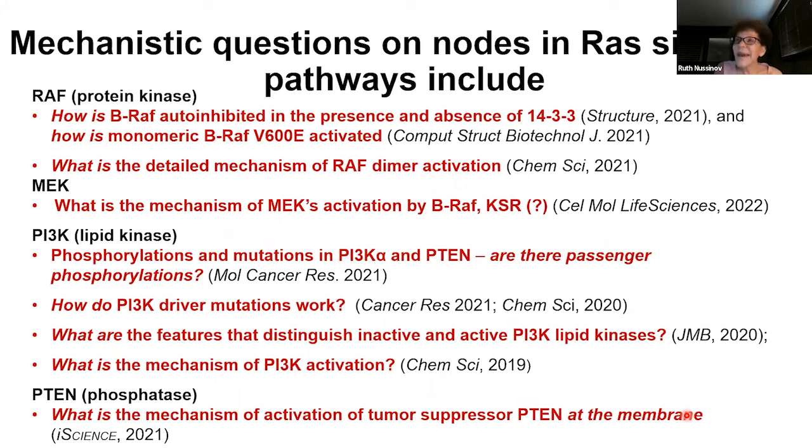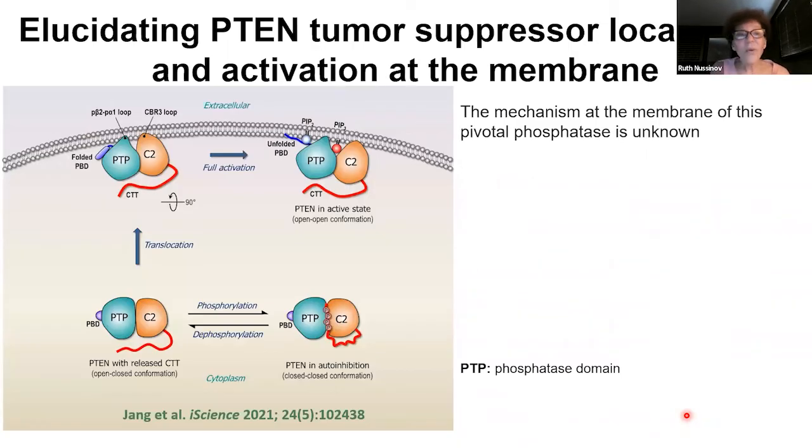So PI3K phosphorylates PIP2 to PIP3. PTEN dephosphorylates PIP3 back to PIP2. So we looked at the PTEN tumor suppression, which is at its localization in the cytoplasm and activation at the membrane. So the mechanism at the membrane of this pivotal phosphatase has been unknown.